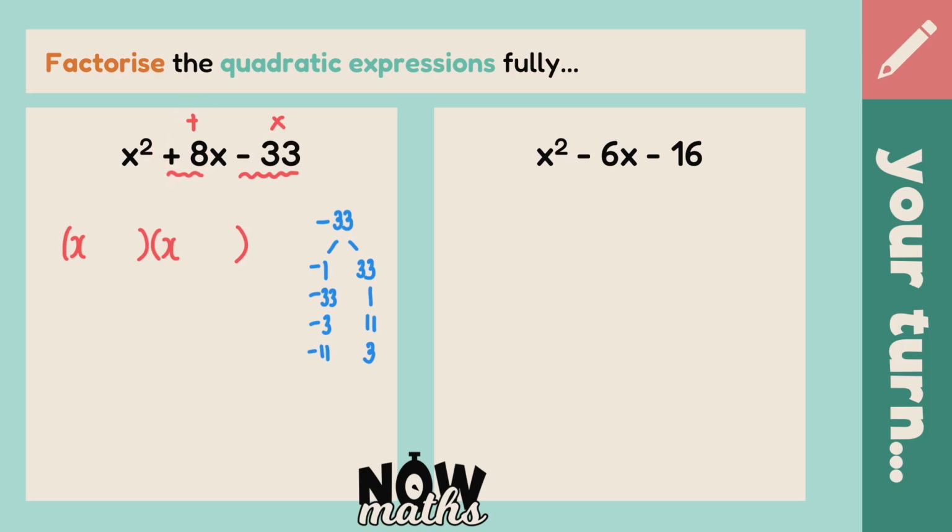Out of all of the pairs that we've listed, we need to find the pair which add to give positive 8. To add to give a positive number, the positive number in the pair will have to be greater than the negative, and negative 3 add 11 is positive 8. So for our factorised quadratic, we need negative 3 in one of the brackets and positive 11 in the other. And similar to all of the previous questions, if you were to write the brackets in the opposite order, this would also be a correct factorisation.